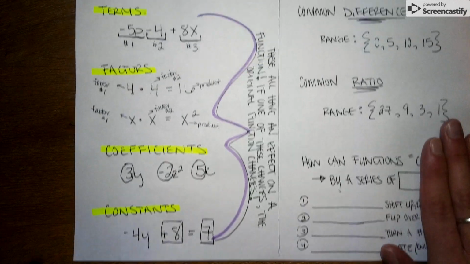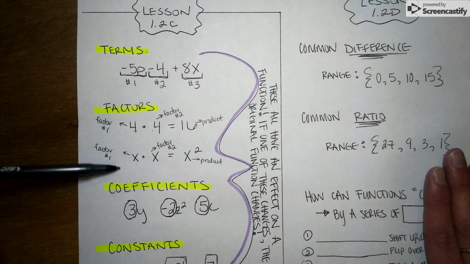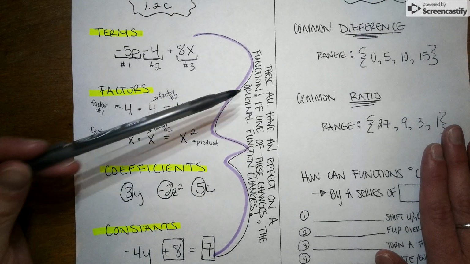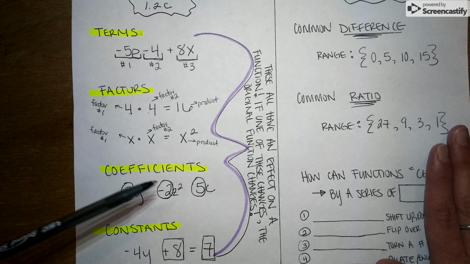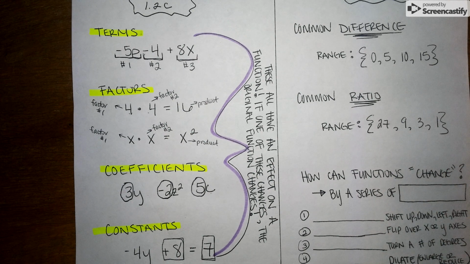So remember, the important thing is to understand the specifics of all four of these vocabulary words, but also to realize this note on the side here, that when you change any of these things in a function, it's going to have an effect or change something in the function, which has an overall effect on the image or the graph that you would put on a coordinate plane in the end.